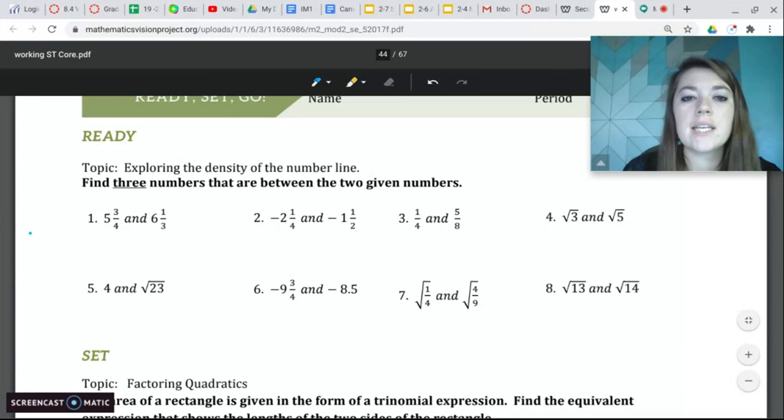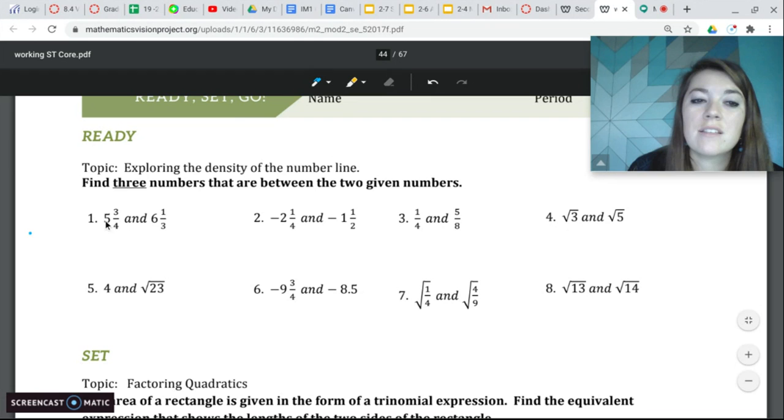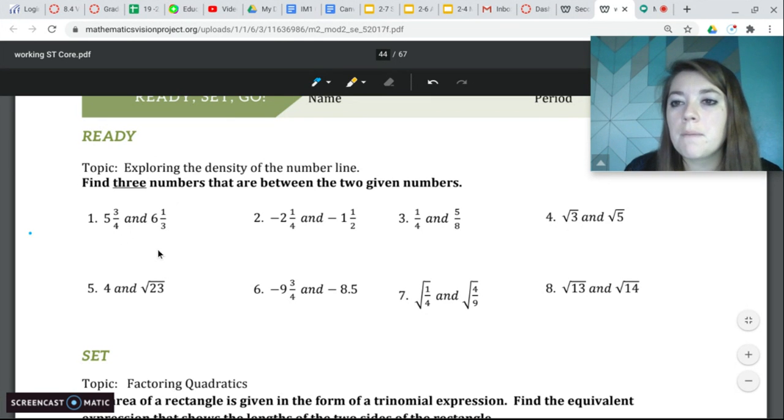All right, so exploring the density of the number line, find three numbers that are between the two given numbers. So the one that we're going to look at here is 5 3/4 and 6 1/3. So we need to find numbers that are in between those.